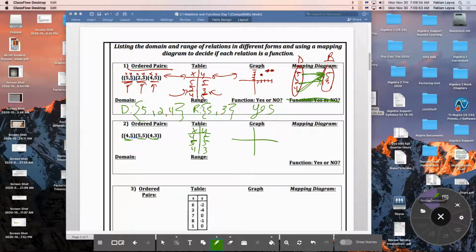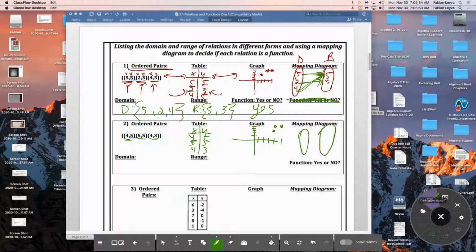So here is my coordinate plane, 4 and 5, 1, 2, 3, 4. 1, 2, 3, 4, 5. It's going to be somewhere right over here. 5 and 5, 1, 2, 3, 4, 5. And then 1, 2, 3, 4, 5. It's going to be right over here. And then 4 and 3, 1, 2, 3, 4. 1, 2, 3. There you go. So that I have that done.